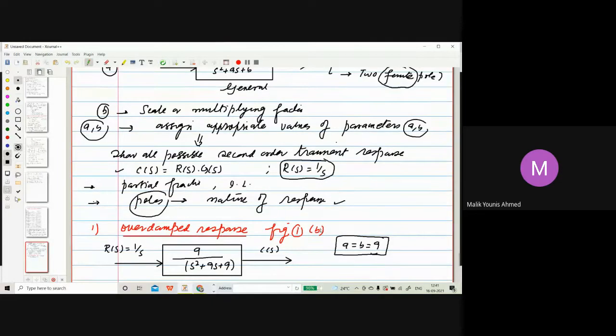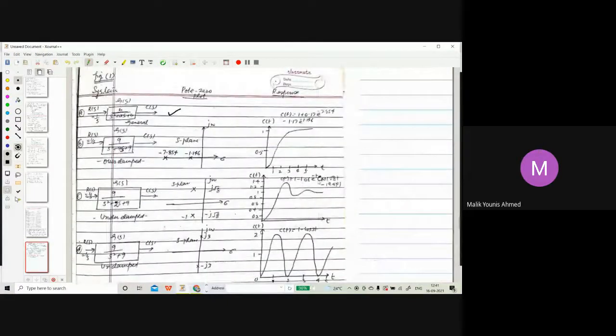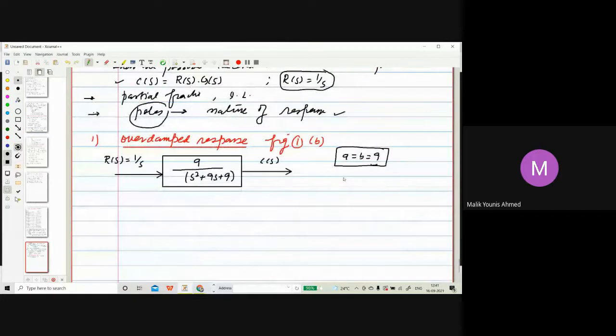So now we will get a response. What will the response be? Let me write it for you, then we'll go to the other things. The response here will be input multiplied by the transfer function. C of S will be the input 1 by S multiplied by 9 divided by S square plus 9S plus 9. Now let me find the roots of this S square plus 9S plus 9.